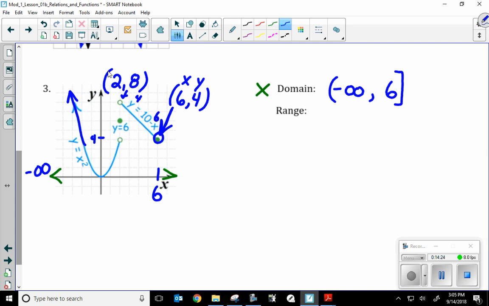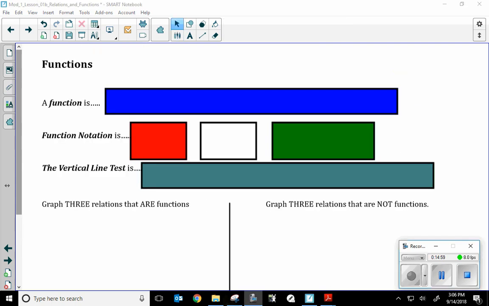All right? Now my range. That's the ups and the downs, right? The ups and the downs. It goes as low as 0. Okay? So it's going to be 0, and it's going to include 0 because it touches the origin. Right? And how high does this go? That goes to positive infinity. So positive infinity, and we always use parentheses for infinity. The range is your y-axis, up and down.